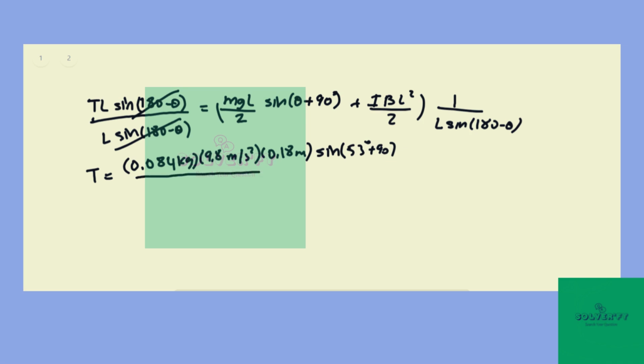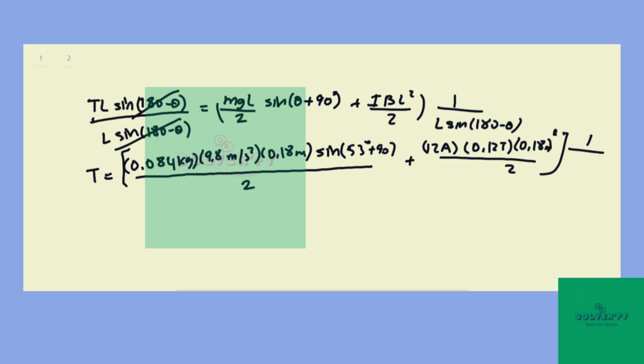Divided by 2, plus the current is 12 amps, the magnetic field is 0.12 teslas, the length is 0.18 meters squared over 2. Then what we have is 1 over the length, 0.18 meters, times sine of 180 minus 53. So if we do this calculation correctly, then we're getting something like 0.47 newtons.